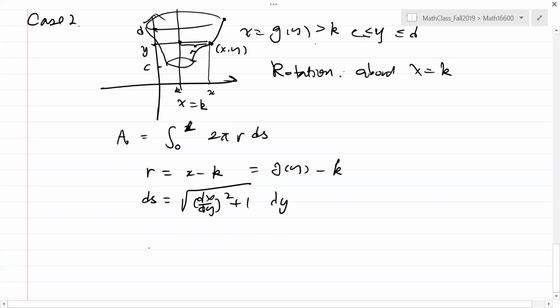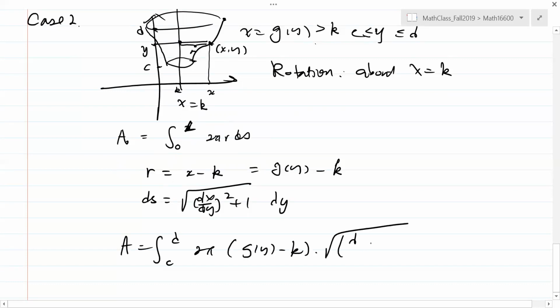So the surface area is going to be the integral from c to d of 2 pi times g of y minus k, times the square root of dx/dy squared plus 1, dy. Right? That's it.